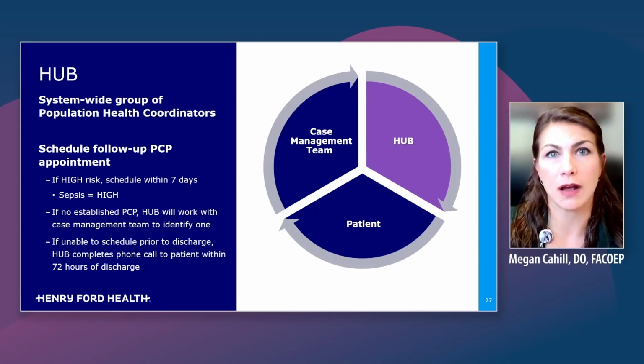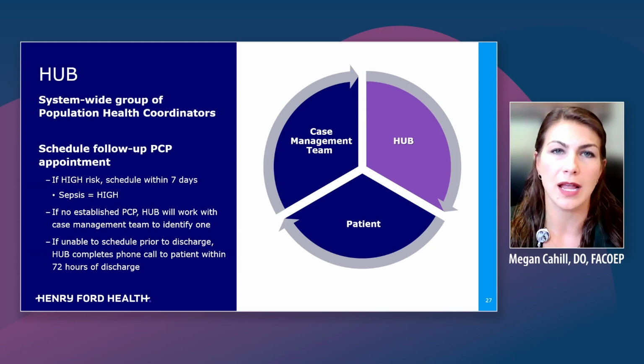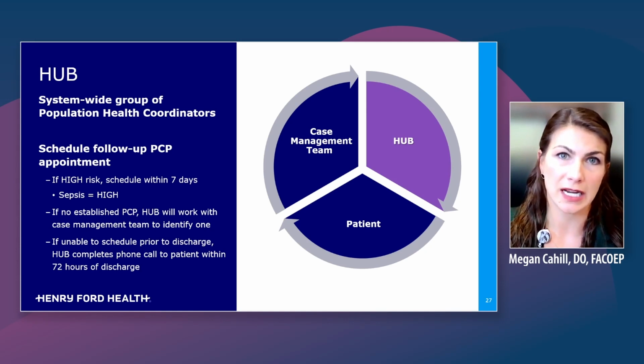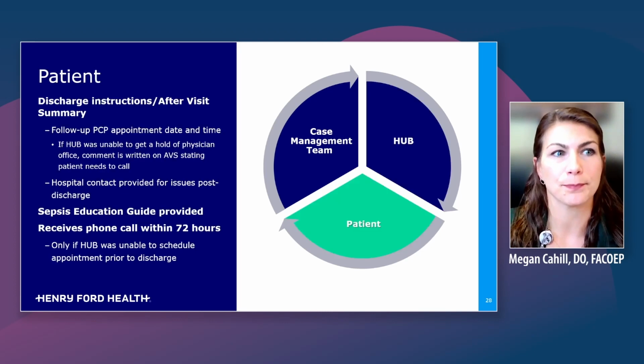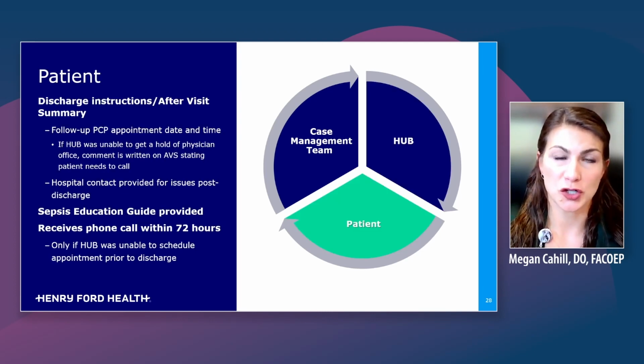Now, if the hub team is unable to successfully schedule that follow-up appointment, then the hub will contact the patient within 72 hours upon discharge from the hospital to reconnect with them and see if they need any additional assistance, or if they've been able to, in the interim period of time, make an appointment, to help coordinate that with the patient. Next slide. The patient then will receive their discharge instructions, which we call our after visit summary.